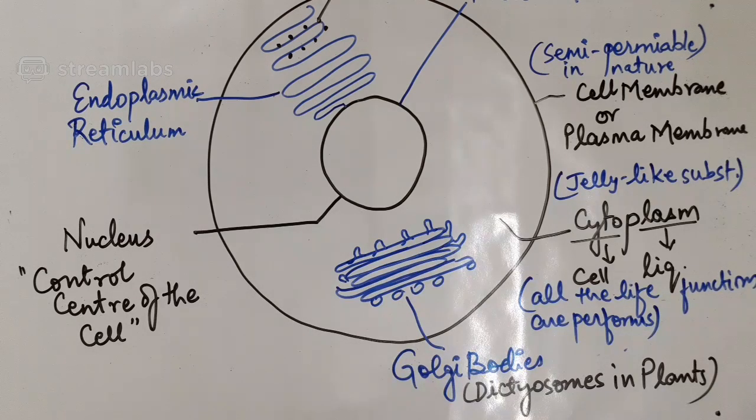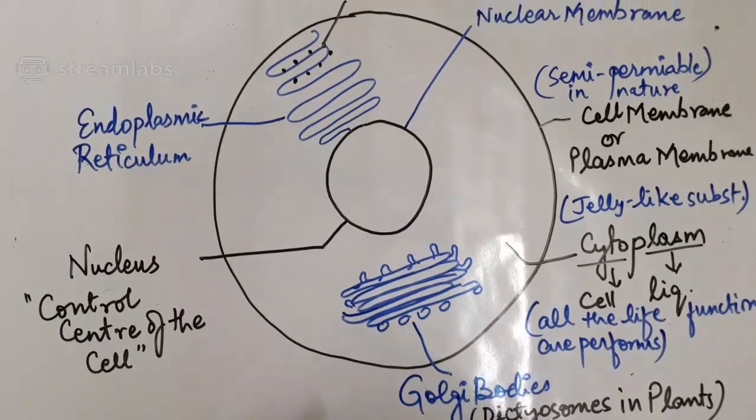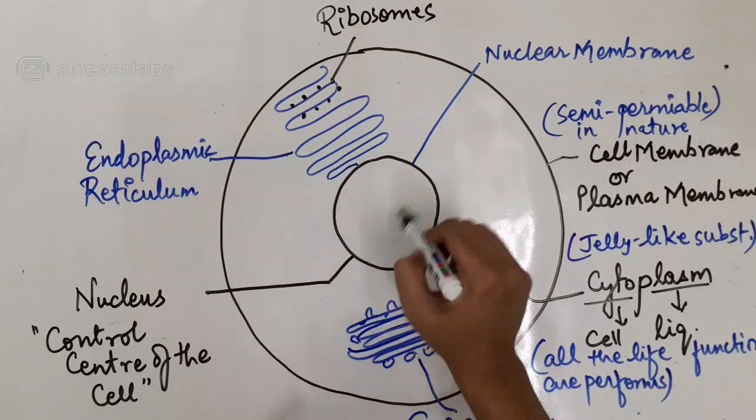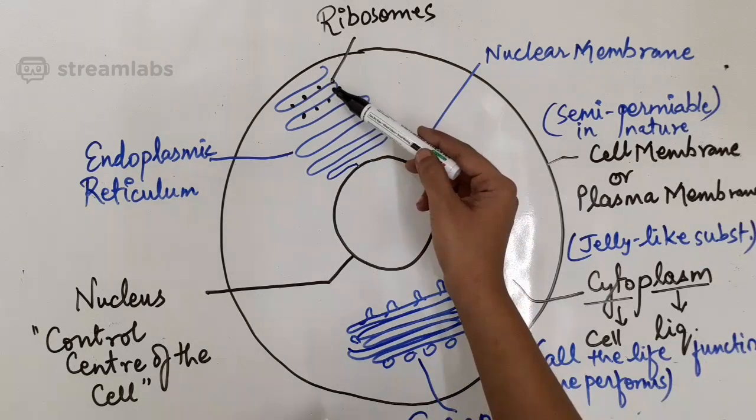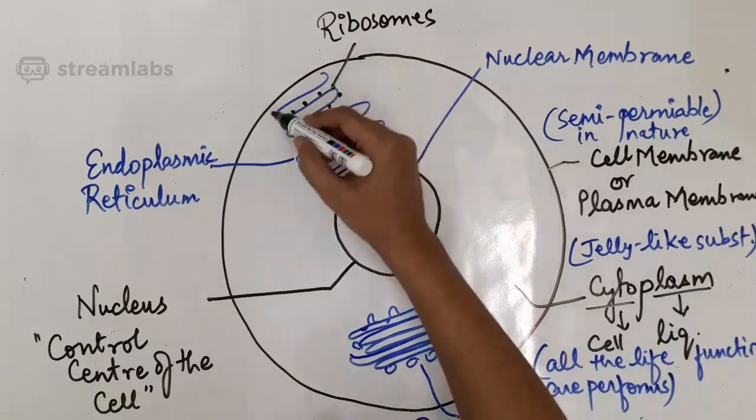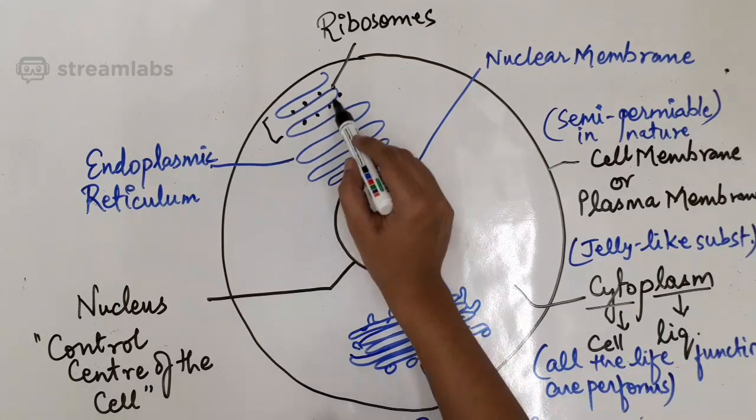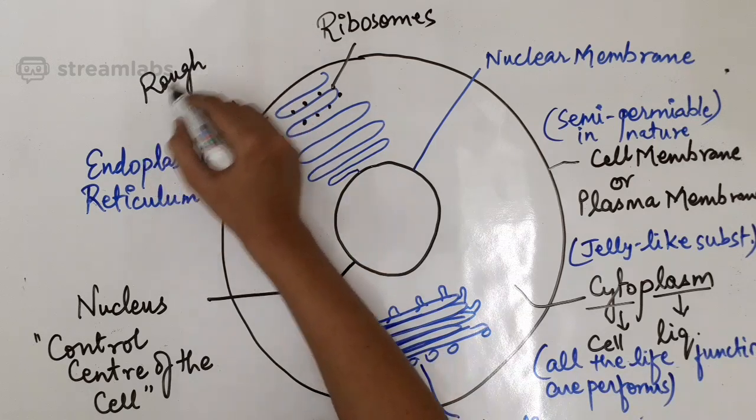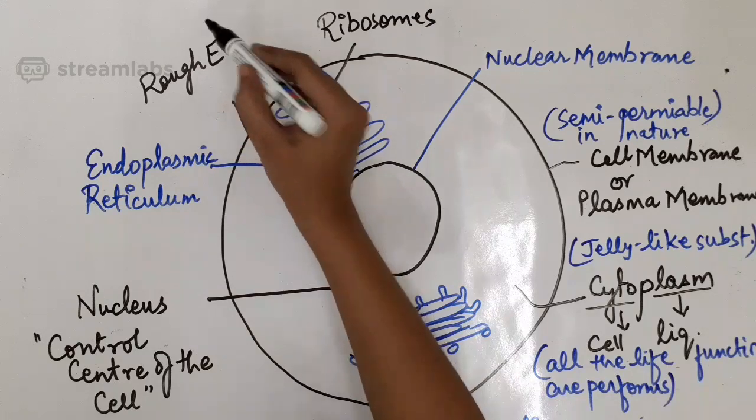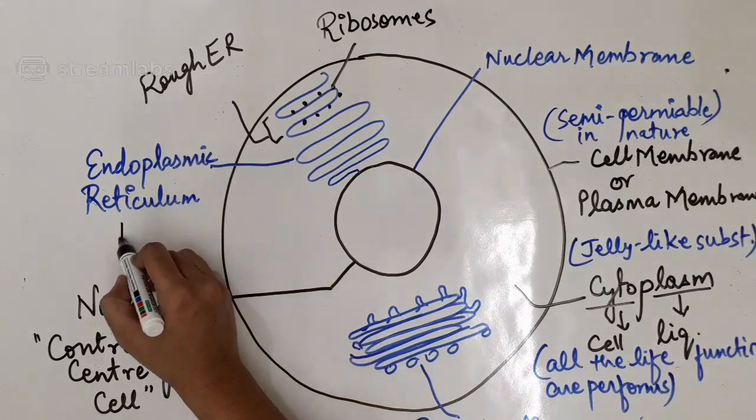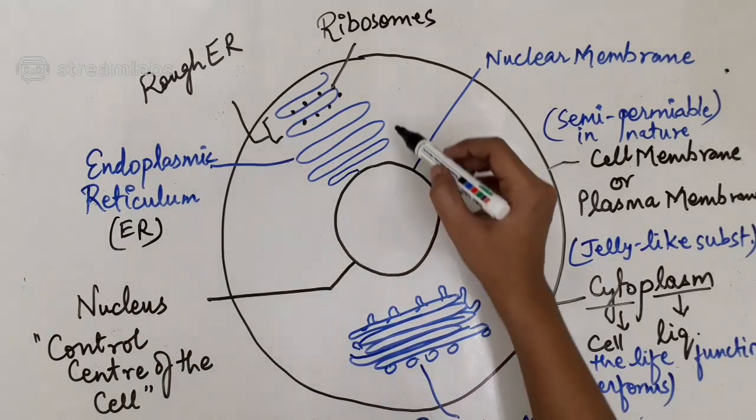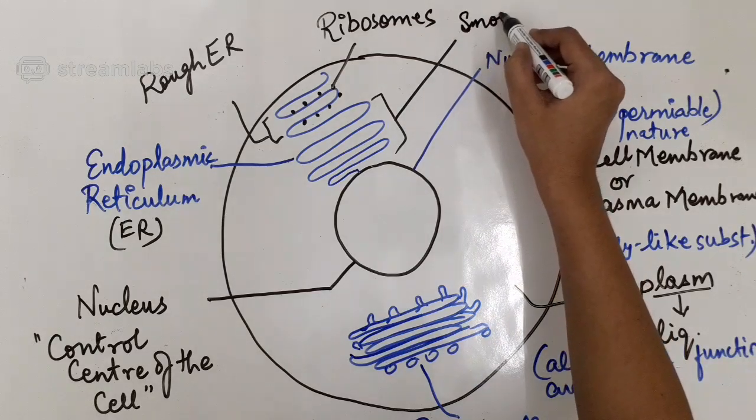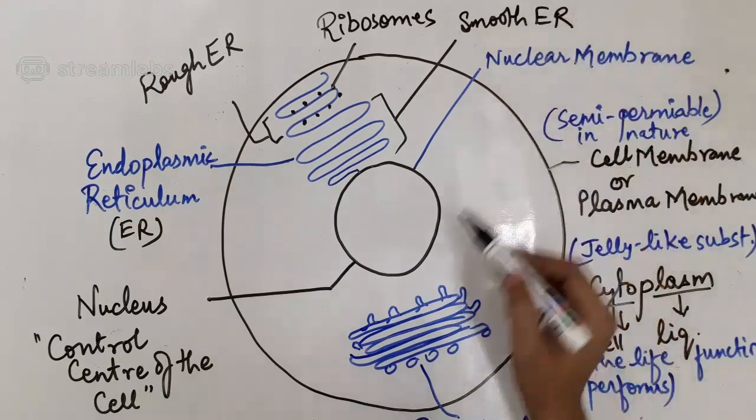Next come the two kinds of endoplasmic reticulum. There are two types of endoplasmic reticulum. Endoplasmic reticulum attaches the nucleus with the cell membrane. The portion of the endoplasmic reticulum on which the ribosomes are attached is called rough endoplasmic reticulum, or in short form rough ER. Okay, ER means endoplasmic reticulum. And the portion where no ribosomes are attached is called smooth endoplasmic reticulum or smooth ER.